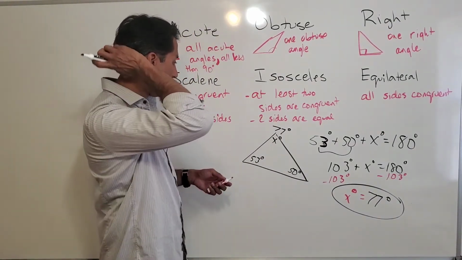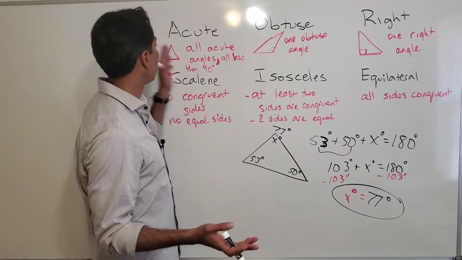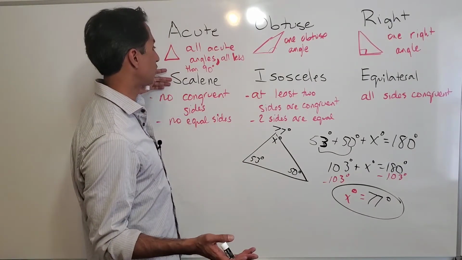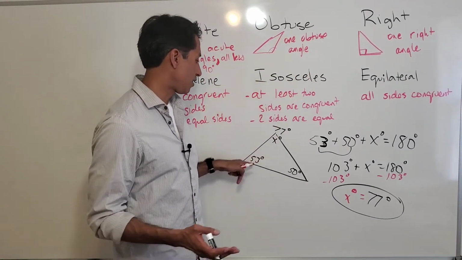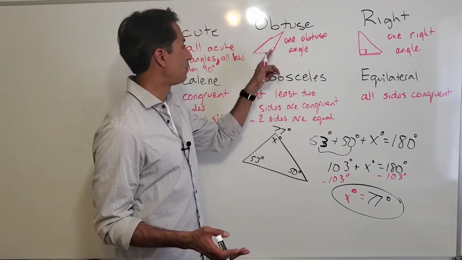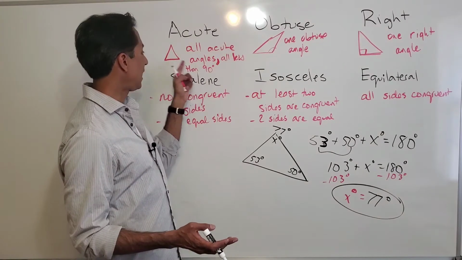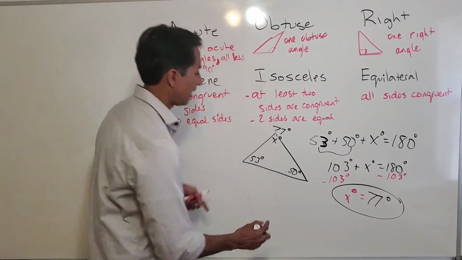Okay, well, let's look at the angles, right? I got an answer from the top, and I need an answer from the bottom. Is it acute, obtuse, or right? Well, none of them are 90-degree angles, and none of them are obtuse. So therefore, all my angles are less than 90. So this guy is an acute.